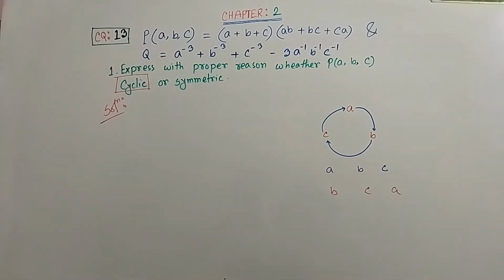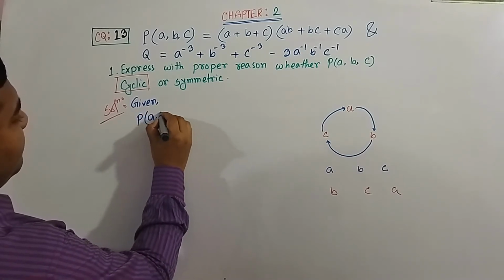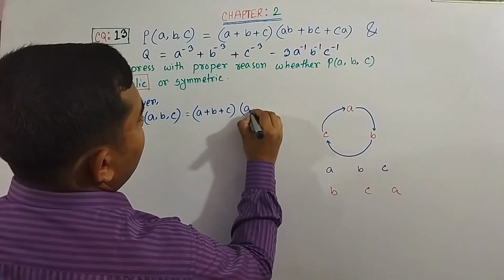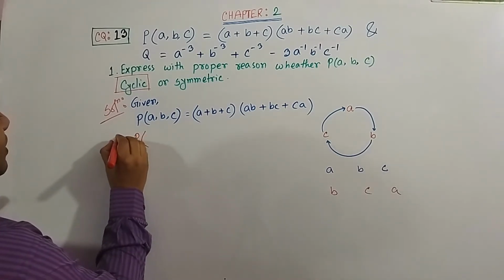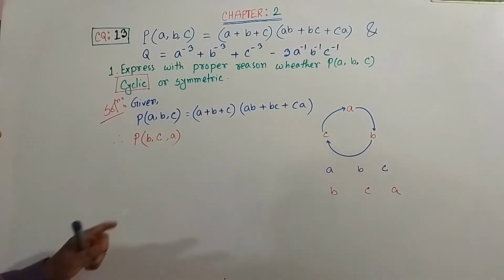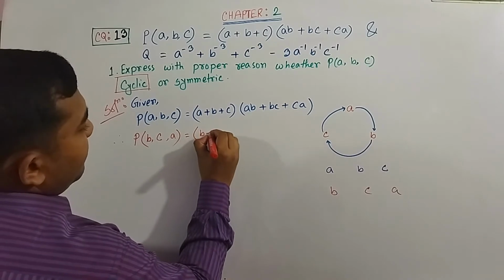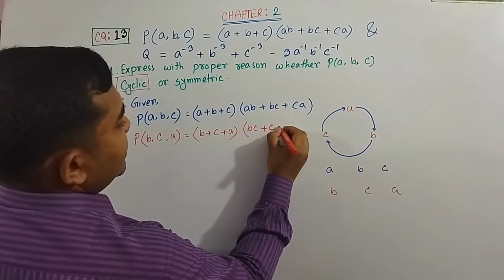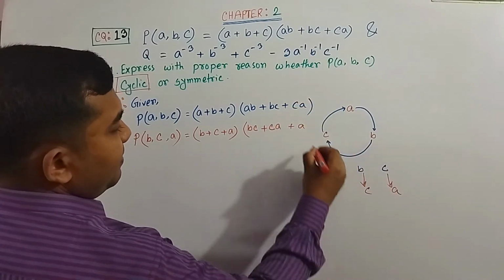So what is given here? P of A, B, C is A plus B plus C into AB plus BC plus CA. If we put B in place of A, C in place of B, and A in place of C, then the function will turn into BCA, and that will be B plus C plus A. A will be replaced by B, B will be replaced by C, C will be replaced by A, and here C will be replaced by A and A will be replaced by B.